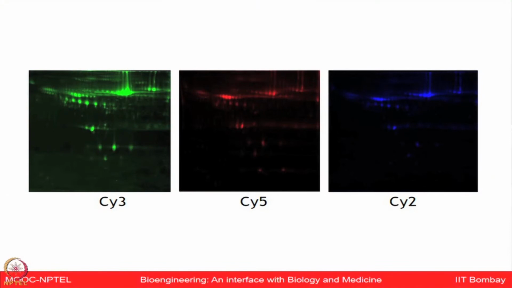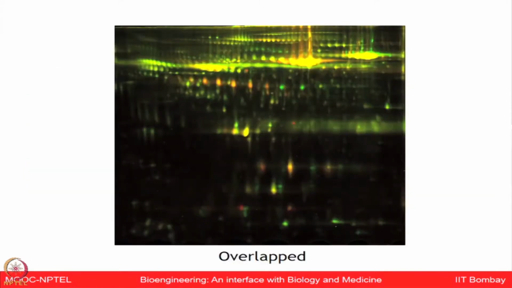So, here now you can see that the same gel is scanned at different wavelengths, and you can obtain the Cy3, Cy5 and Cy2 images from the same gel. And now, if you overlap them, you can see these kinds of beautiful spots lighting up. This is one of the actual experimental gels obtained from one of the serum proteomics projects. So, now you can see there are some spots which are shown in red color, a few spots are coming in green color, but most of the spots are yellow in color. When it is yellow in color, it means there is no change in the expression.